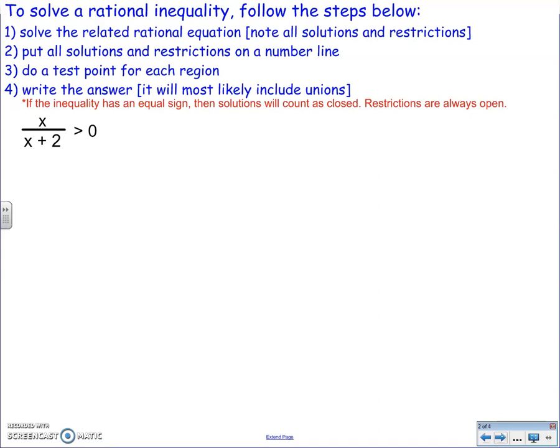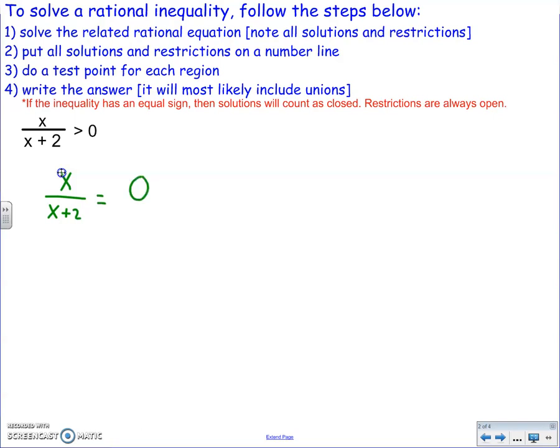So, to solve a rational inequality, follow the steps below. Step 1, solve the related rational equation, note all solutions and restrictions. So when I say solve the related rational equation, related means solve the equation itself. So just change the inequality sign to an equal sign and solve this.